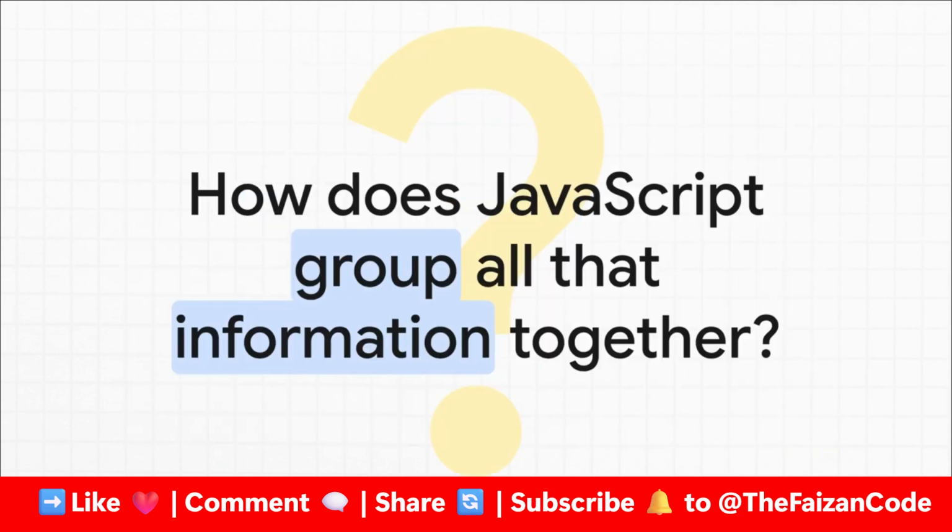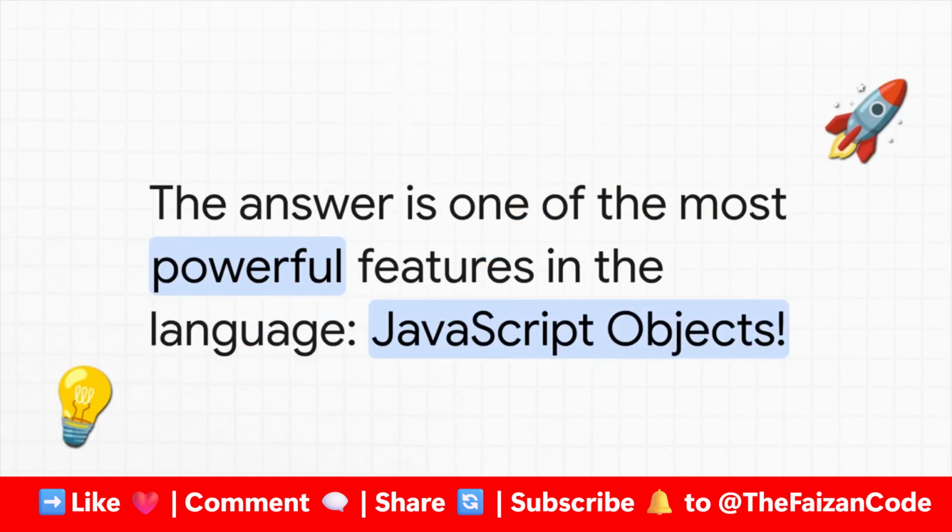So that's the big question for us as developers, isn't it? How does JavaScript take all those separate details and group them into one neat, organized unit? And the answer is a feature so core to the language, you'll literally use it everywhere. JavaScript objects. And today, that's exactly what we're going to get comfortable with.